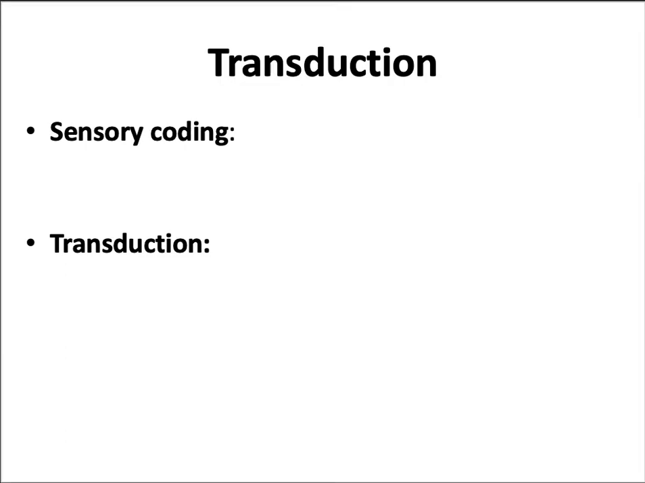And now we're going to talk about transduction. First, there is sensory coding. This is when the sensory receptors translate the physical properties of stimuli into patterns of neural impulses. And then transduction. This is the process by which sensory stimuli are converted to signals the brain can interpret.